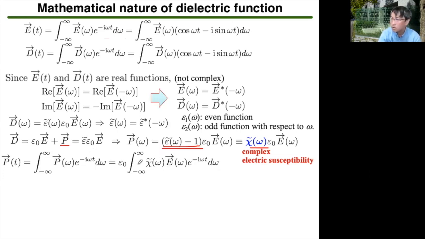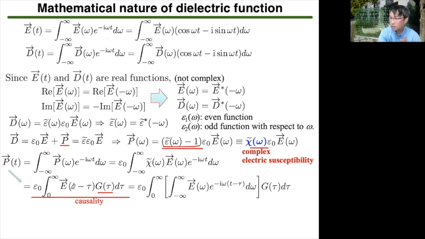expressed as this formula. On the other hand, the polarization P as a function of time t is a result of the time evolution of the past response to the applied electric field in the past time, which means causality. Therefore, by using a certain real function g as a function of time tau, the polarization P is also expressed like this. When the electric field E in the past time t minus tau is expressed by the inverse Fourier transform, we get this formula.